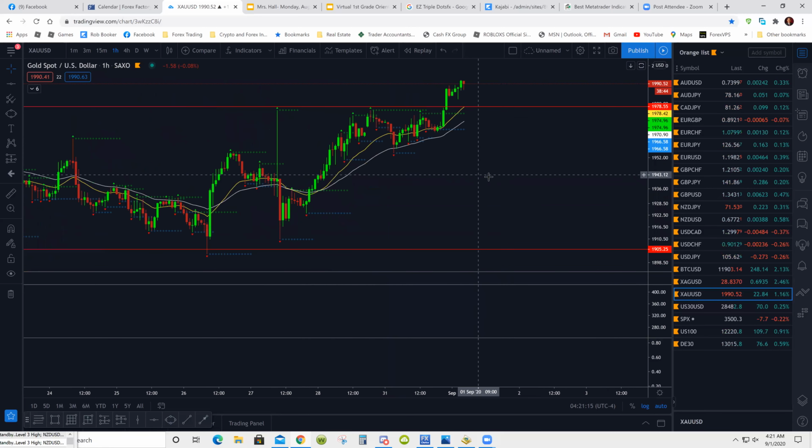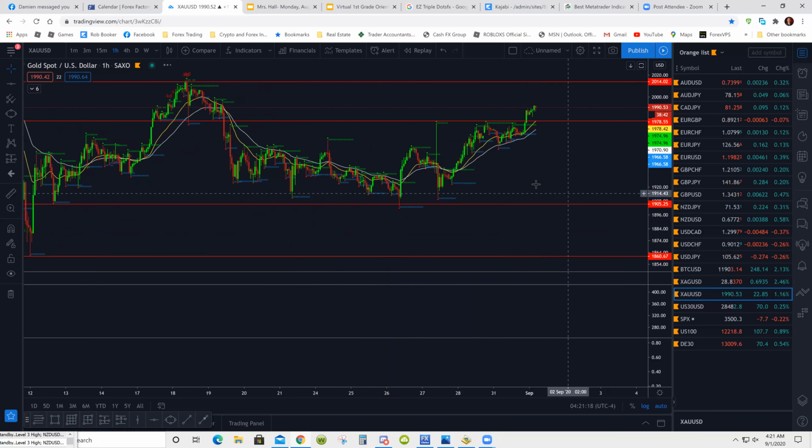Gold. Okay, so the bulls are in control for gold, looking at the daily.